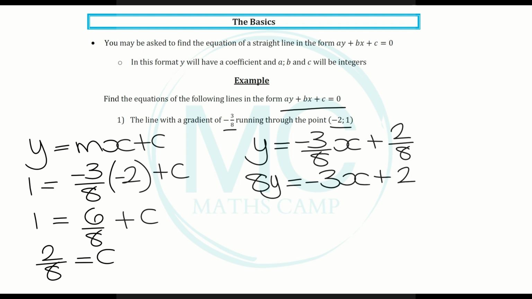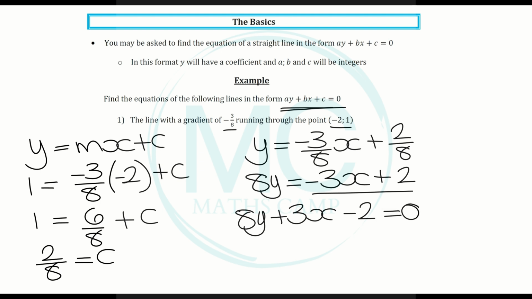The question wants us to put the x, y, and c terms all on one side of the equal sign. Now, you can put them on either side, but I like to keep my x term positive. So I'm going to move all of these to the left, and I'm going to get 8y plus 3x minus 2 is equal to 0.